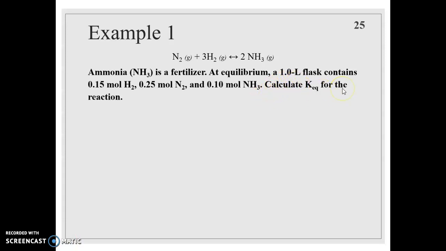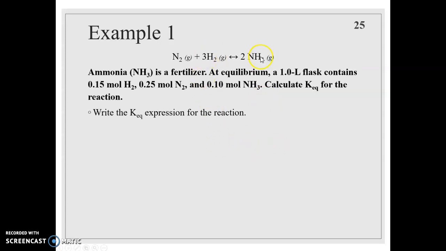Now you might be like, well, I don't know how to do that. Okay, fine. So the first thing you got to do before you can do anything else here is you need to write the KEQ, or the equilibrium expression, using the balanced chemical reaction. So let's do that.